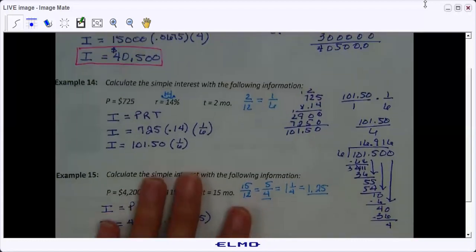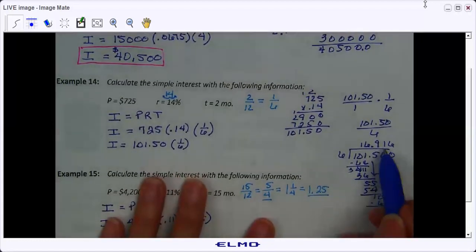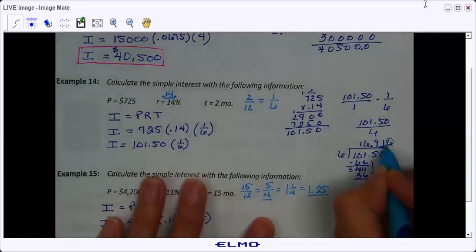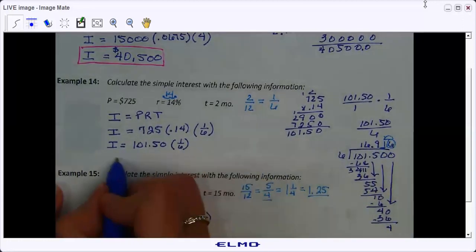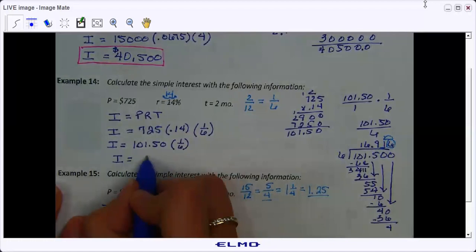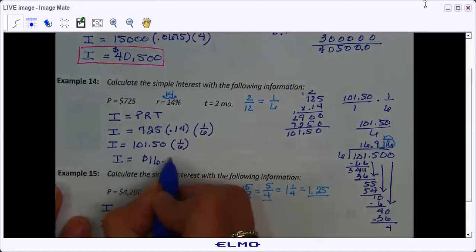So I've done all of this division. So I'm going to round it to the nearest cent, which is 91 cents. But the 6 right here tells me to add 1. So my final answer here is going to be $16.92.